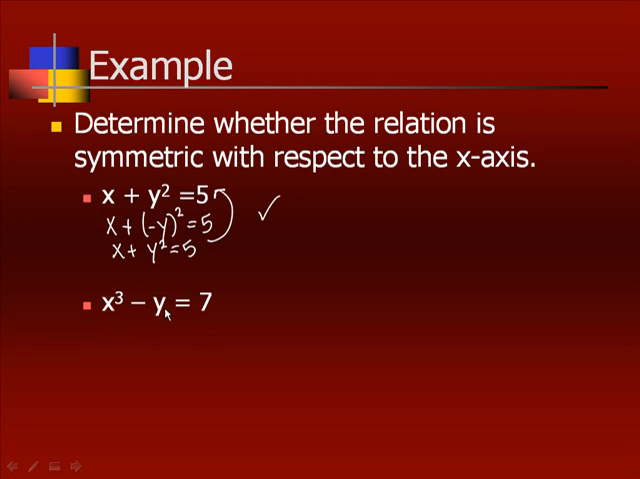Well, we're going to replace y with negative y. So we get minus a negative y equals 7. So x to the third plus y equals 7. Not the same as the first one. So we would say that no, this one is not symmetric with respect to the x-axis.